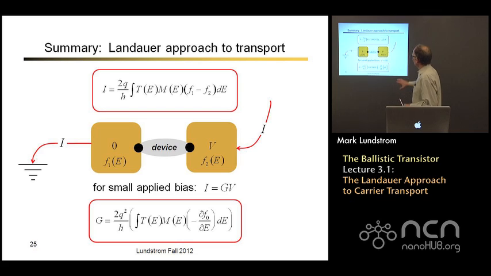Okay, so I would think about this Landauer approach as the drift diffusion equation of the 21st century. This is really the place that makes the most sense to start when you talk about transport, because you can always simplify it to the drift diffusion equation for big devices, but it applies to ballistic devices and small devices equally well. So we've developed the mathematics of this expression.